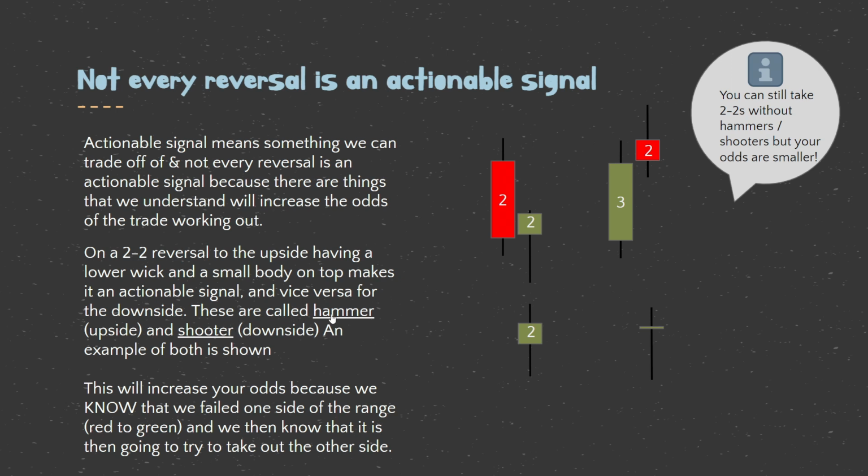So these are called hammers to the upside. This is an example of a hammer right here. And you can see it is a 2 down that was red and failed that side and started going 3, because we know if we fail one side of a range, we take out both sides. So we're likely to take out this side now. And shooter, which is the same thing. It's a 2 up that failed, meaning it went from green to red and it's tried to come back through. And all it does is set up the reversals for you.